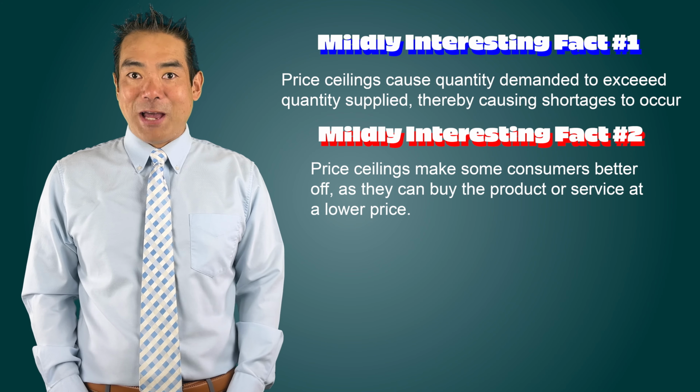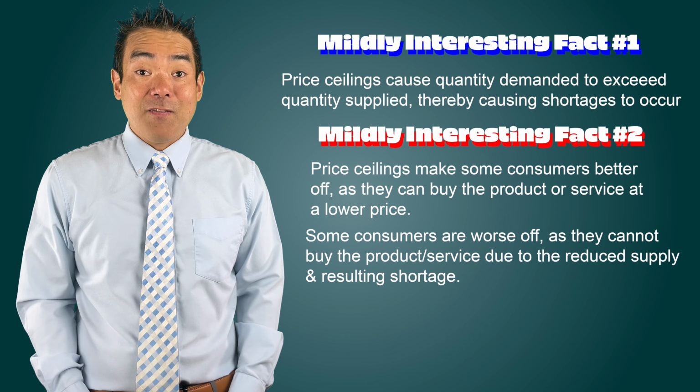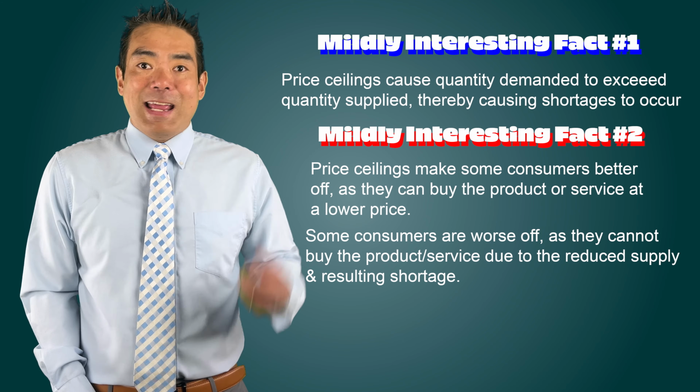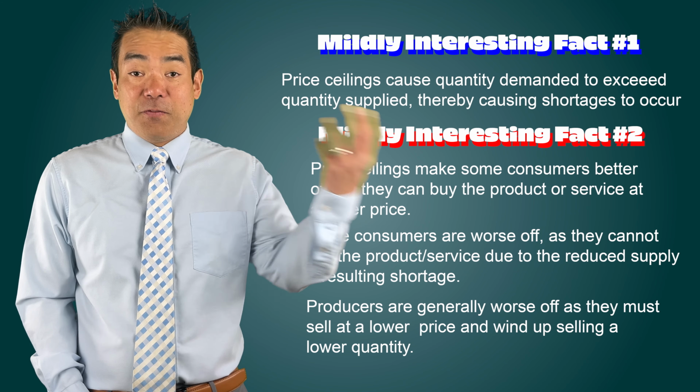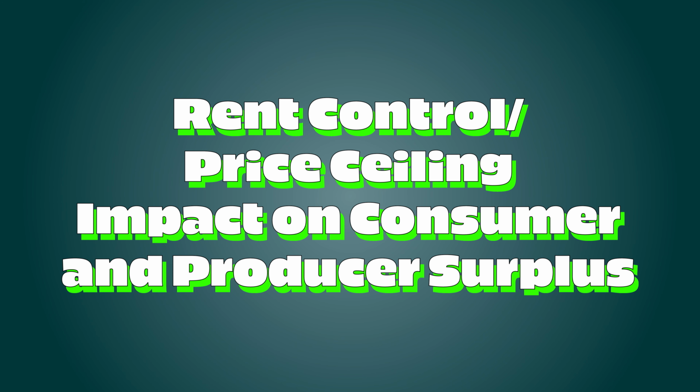Some consumers are made better off as a result of price ceilings because they get the good at a lower price. Some are made worse off because now they're not able to get the good at all, and all producers are made worse off as they're forced to sell at a lower price and there's a lower quantity supplied.